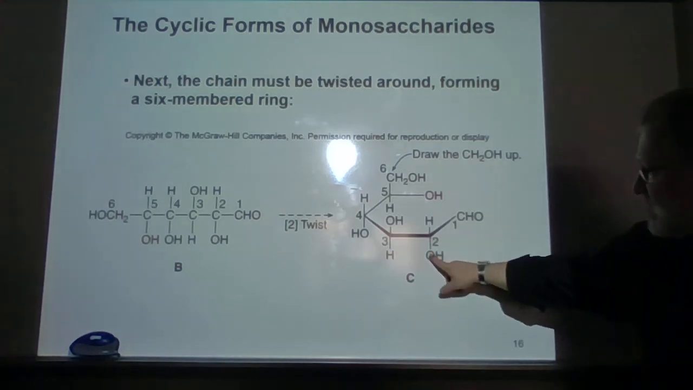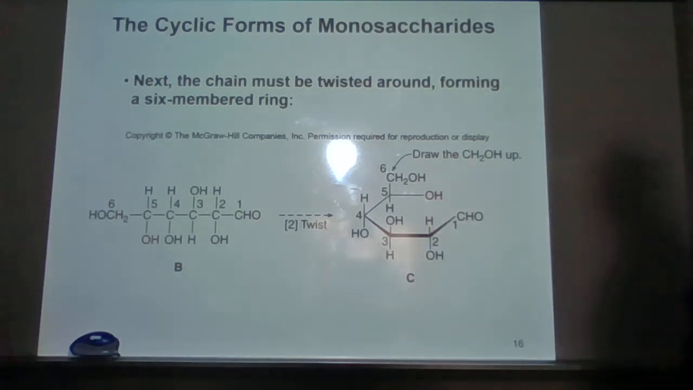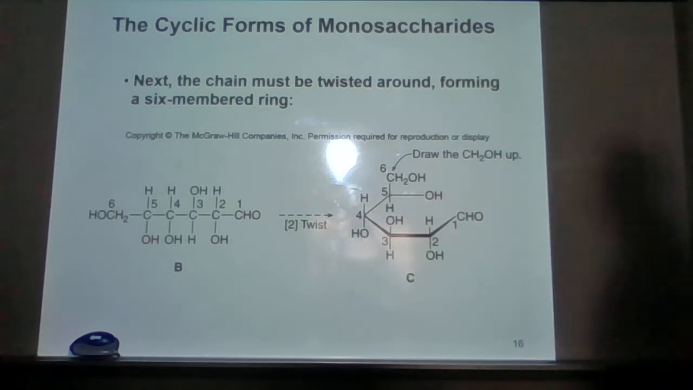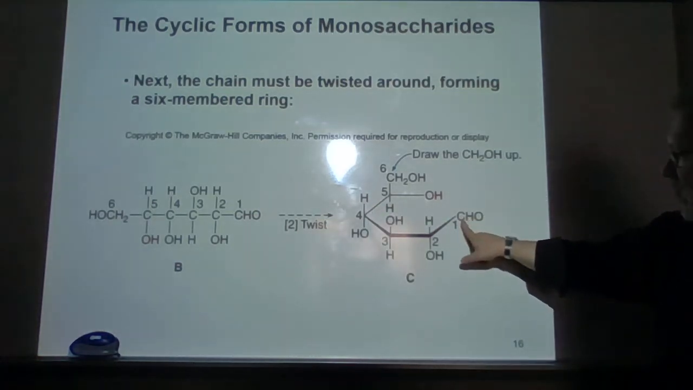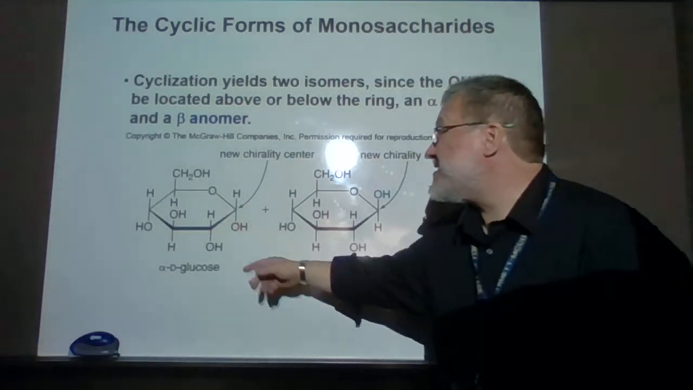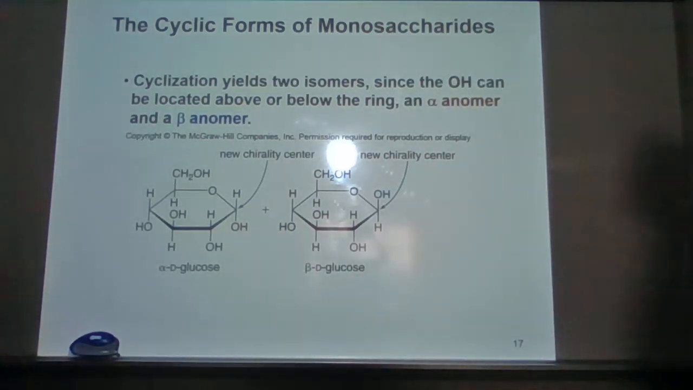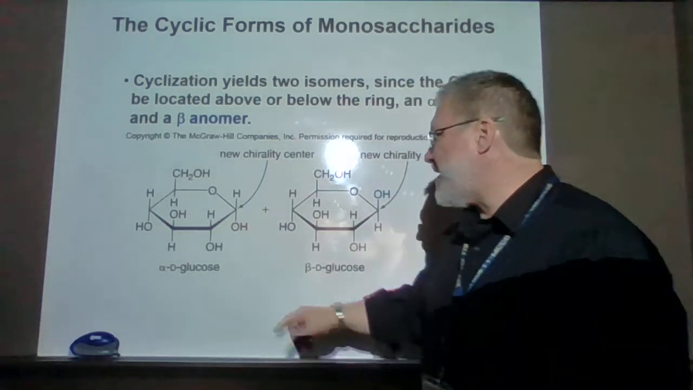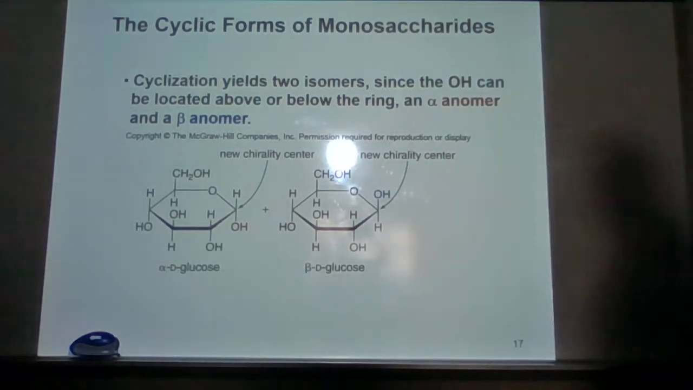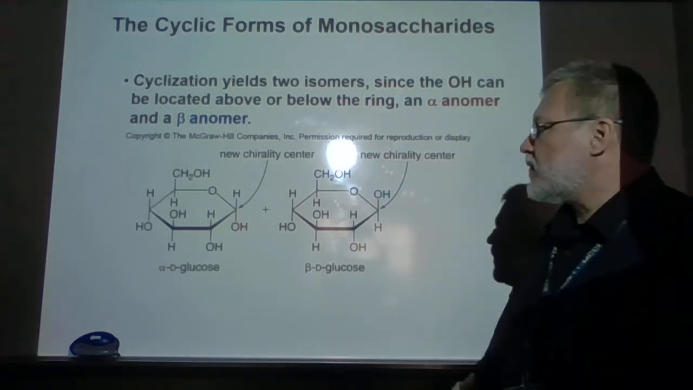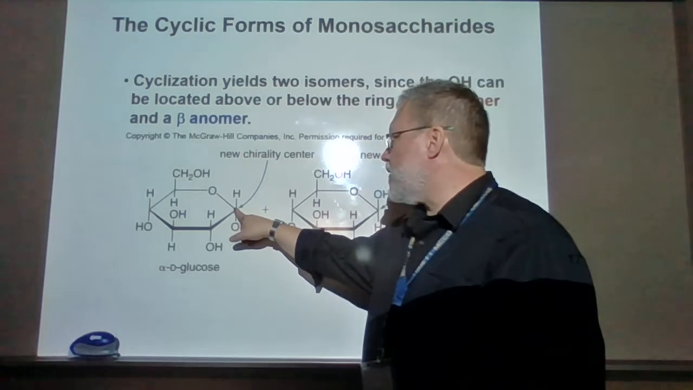Just like the OH is down here and the H is up here. Here the OH is up, the H is down, OH is down, H is up. We can end up with either the OH here being down or up. Where the OH is down, it can be located below the ring. This is known as the alpha isomer, alpha D-glucose. We've created a new chiral center.